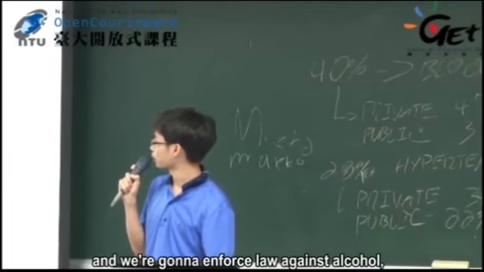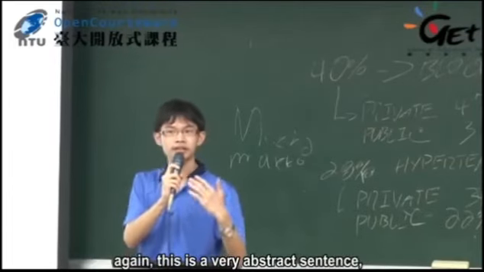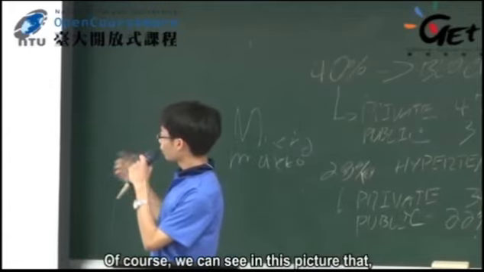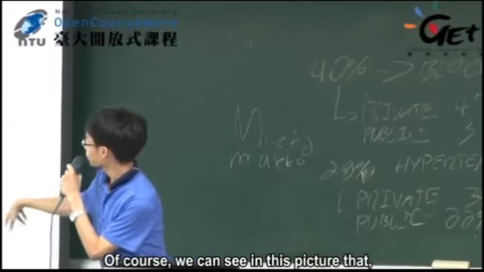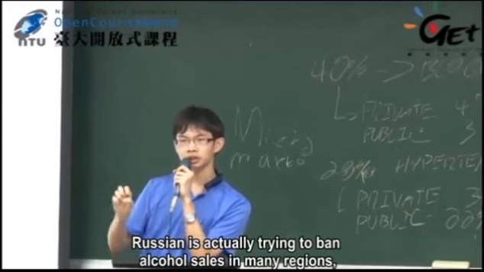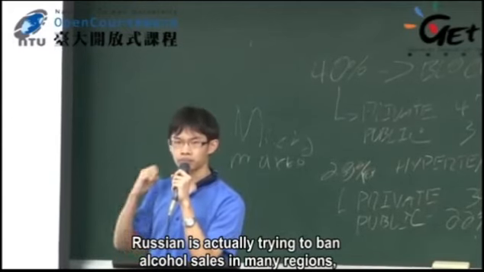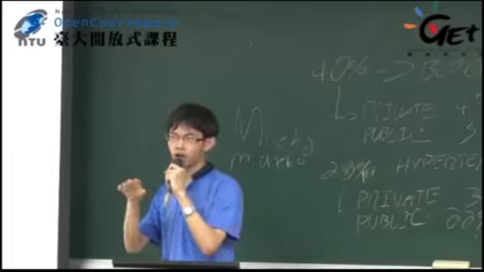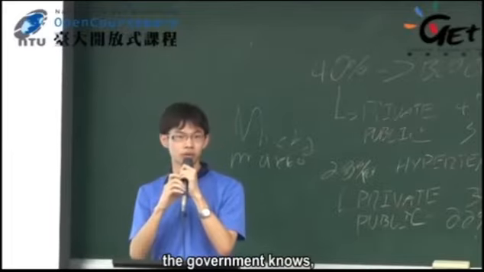And we're going to establish laws against alcohol. Again, this is a very abstract sentence. How do we do it? Of course, we can see in this picture that Russia is actually trying to ban alcohol sales in many regions. The government knows.